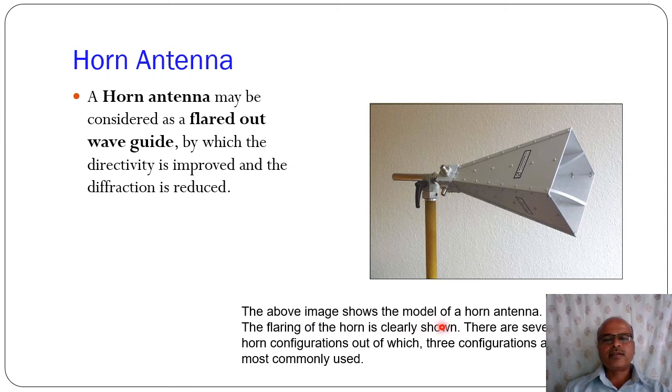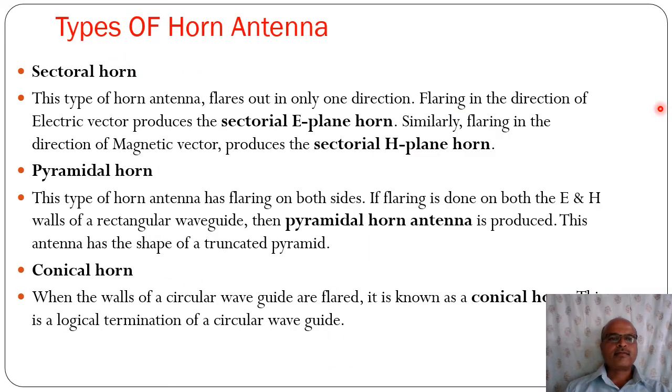The above image shows the model of horn antenna. The flaring of the horn is clearly shown. This is a flaring, and there are different horn configurations. Of these, mostly three configurations are used, and we will study these configurations. So, different types of horn antenna according to flaring structure, these are the types. So first is a sectorial horn. This type of horn antenna flares out in only one direction.